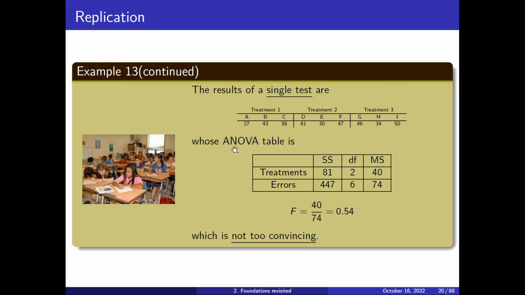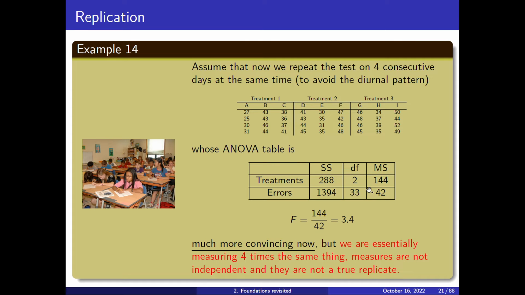So you compute the ANOVA table: this is the sum of squares of the treatments, the sum of squares of the errors, the number of degrees of freedom, and the mean squares, and then the F shows that there is not really an effect between the different teaching styles. Now instead of making just one test, you do 4 tests on 4 consecutive days at the same time, to avoid the diurnal pattern.